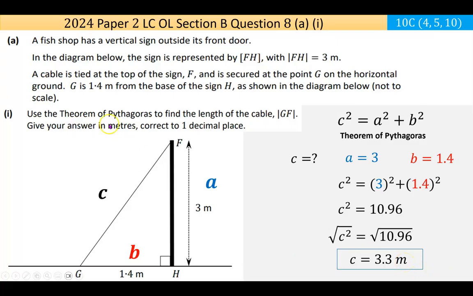So pretty straightforward, especially since they told you what formula to use. So you're just showing that you're able to use a formula and able to do it successfully. And a good 10 marks for that effort.